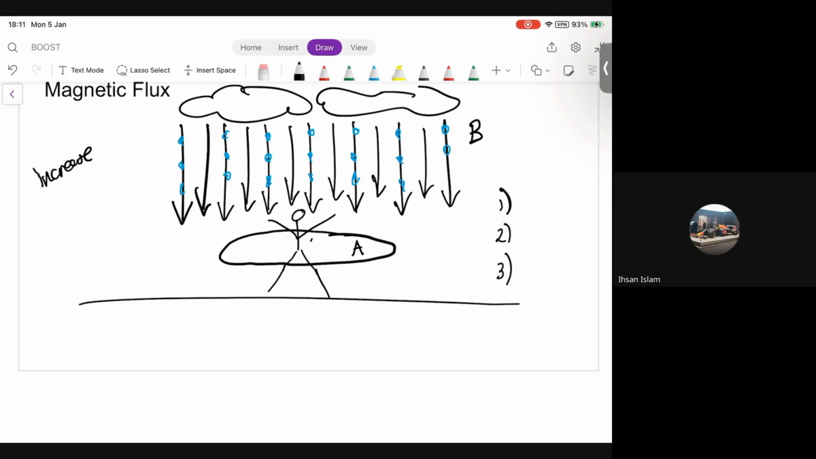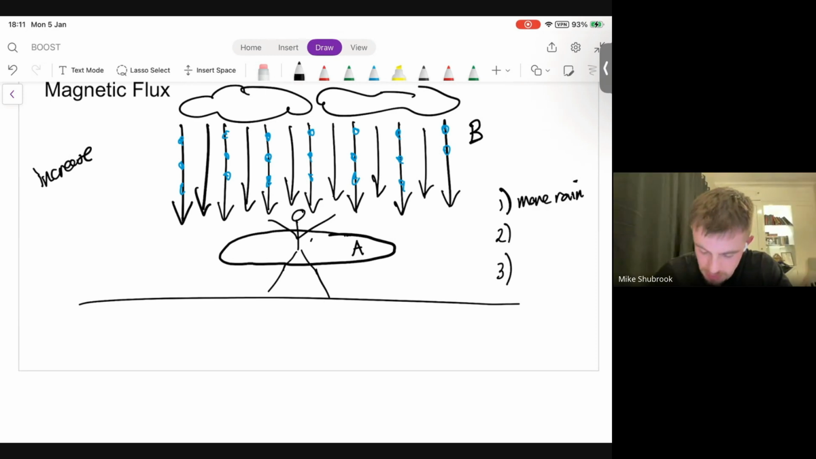Sam? You could increase the density of the rain that's falling. Good, right? So more rain. If there's more rain, then there will be more rain falling through my hula hoop. Perfect. Good. So can anyone think of anything else?